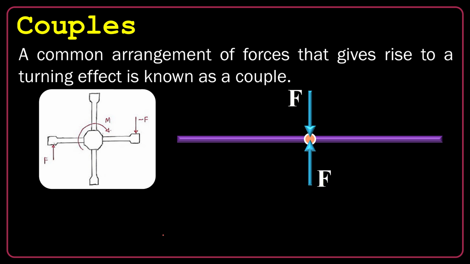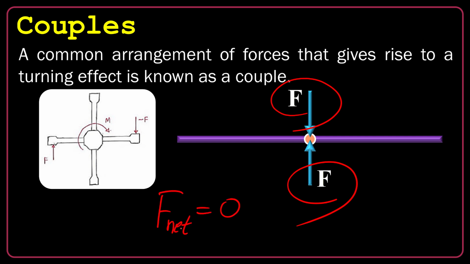Let's learn about couples. What is a couple? Look at these two forces. Let's say the center of rotation is here. The two forces have lines of action passing through the center, so they don't have any rotational effect. And as they are opposite and equal, they don't have any net force. So F net acting on the system is 0, and torque net acting on the system is also 0 because the distance to the center of rotation for these forces is 0.